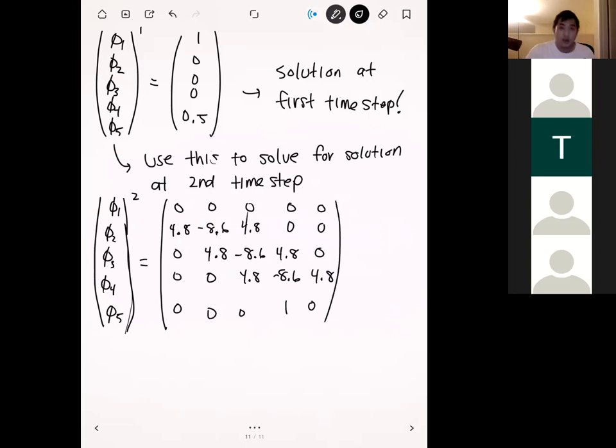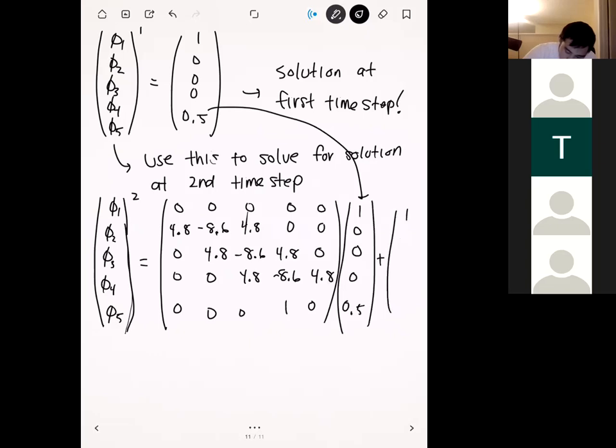Okay. But now that we're on the second time step, we're going to plug this guy into phi n right here, right? And so now this is going to be 1, 0, 0, 0, 0.5. Okay. And to this, we're going to add the boundary condition term again. Okay. And so when you solve for this, we're going to get all the phi values at time step 2. Okay. And so this time it's not going to cancel out because we have ones and 0.5 there.